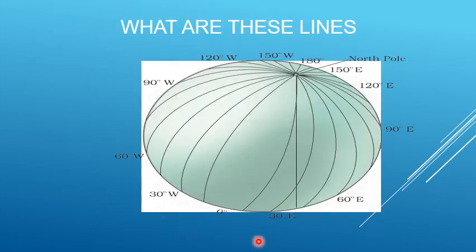What are these lines? We just saw horizontal lines moving 90 degrees up and 90 degrees down. Now we see vertical lines drawn from the North Pole to the South Pole, which go 180 degrees east and also 180 degrees west. These are the lines which are called longitudes.